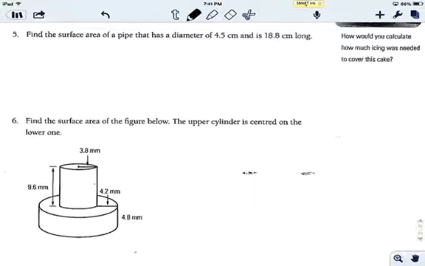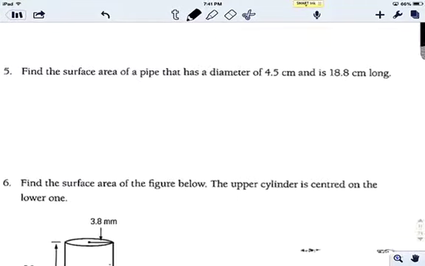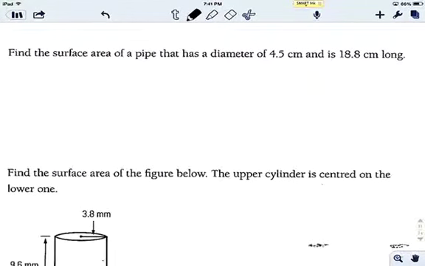Okay, so if we're going to take a look at the answer for number 5, here's what we need to do. The first step in a word problem is always draw it out. Get yourself a diagram of what's going on here. Okay, so this one says find the surface area of a pipe that has a diameter of 4.5 centimeters, a diameter, remember a diameter is the total distance across a circle, and a length of 18.8 centimeters long.